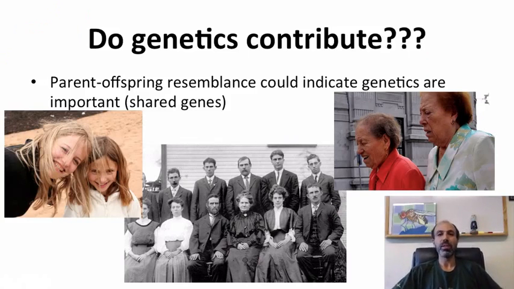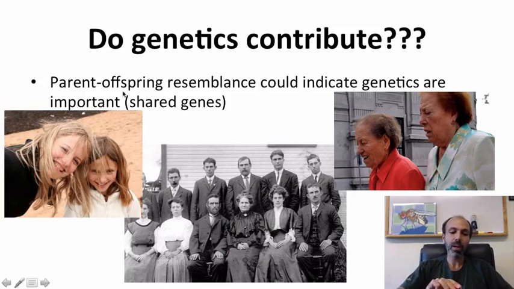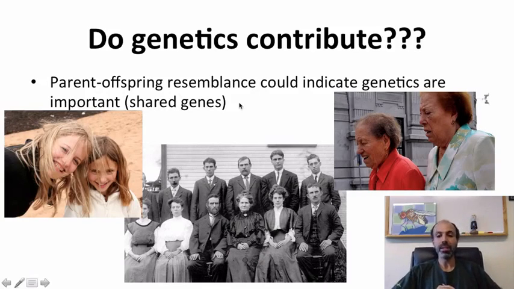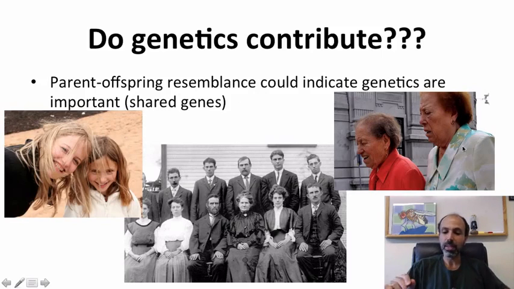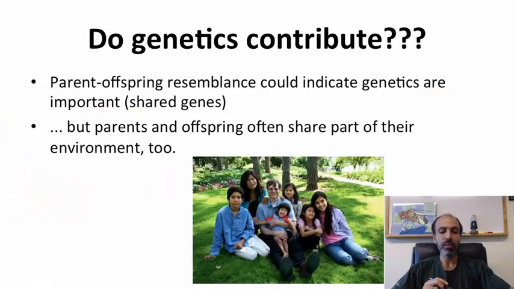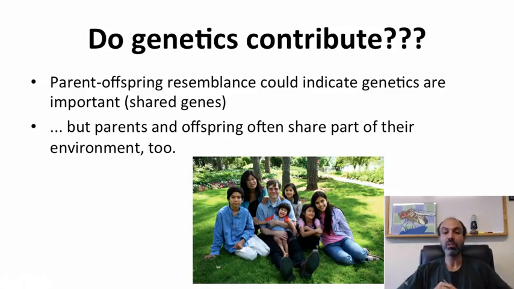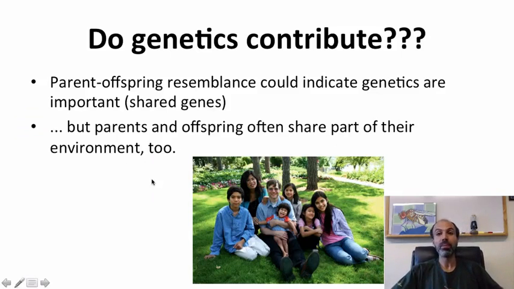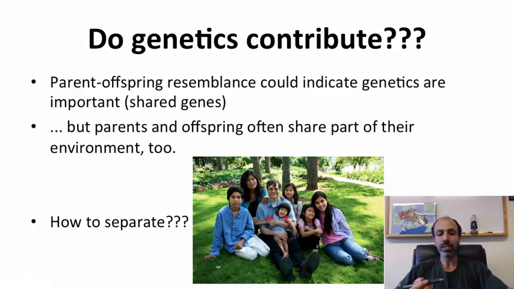First, do genetics contribute? The way people usually identify some sort of genetic contribution, and I mentioned this in the beginning of the genetics section, is that there's some sort of parent-offspring resemblance, right? That this could indicate that genetics are important because people who are related tend to look more similar to each other than to just somebody at random from the population. However, this is not a perfect measure. And part of the reason for that, and this is something we'll come back to later in this set of videos, but not in this video in particular, is that parents and offspring often share part of their environment too. So how do we separate these two things?